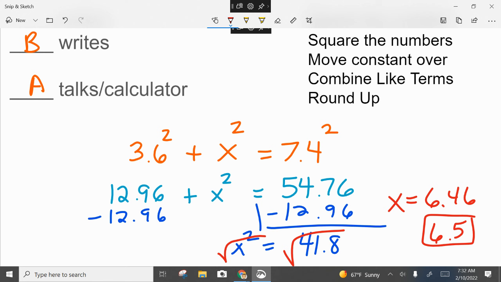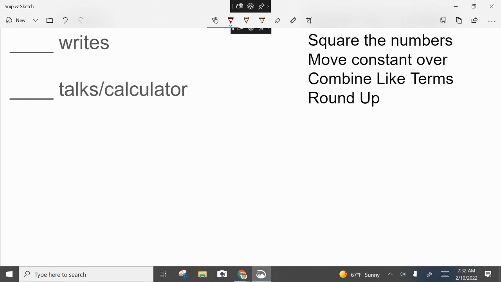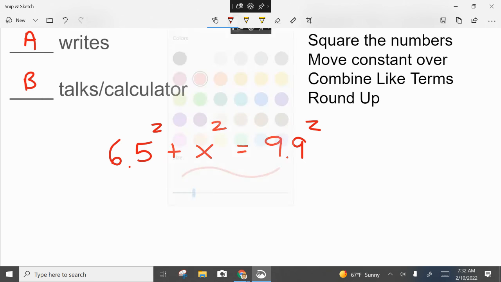That was not as tough as you think it is, all right? But I want to see the work. I want to see your work. All right, let's do one more. All right, let's do one. 6.5 squared plus x squared equals 9.9 squared. All right, try these ones out. Again, you can do this. Don't limit yourself. You got this.